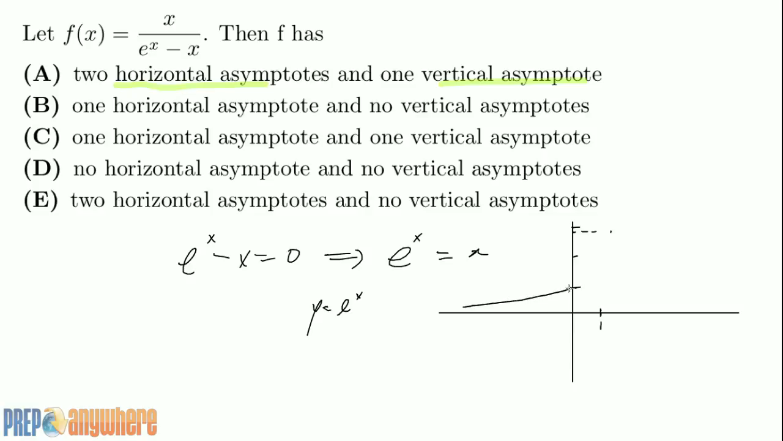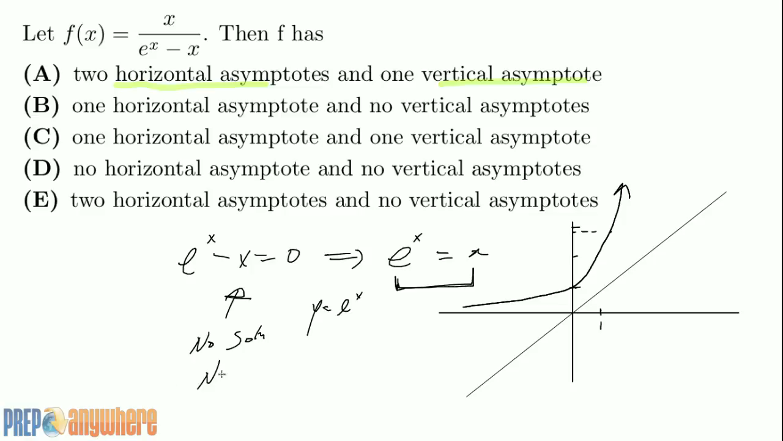So it looks like this. And of course, y equals x. It's a line with slope of 45 degrees like this. So you can see that they actually do not intersect. So this question is asking, for what value of x do they intersect? They don't. So there's no solution to this equation. No solution. That means there's no vertical asymptote.